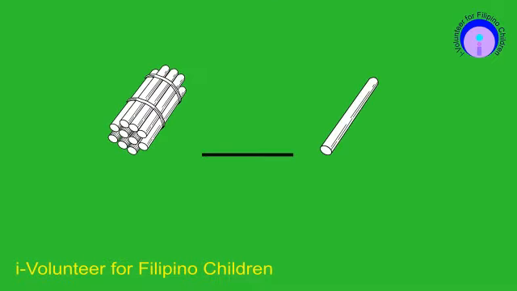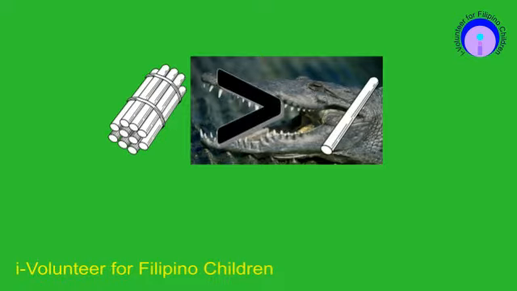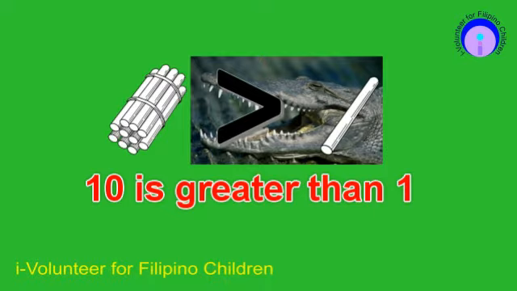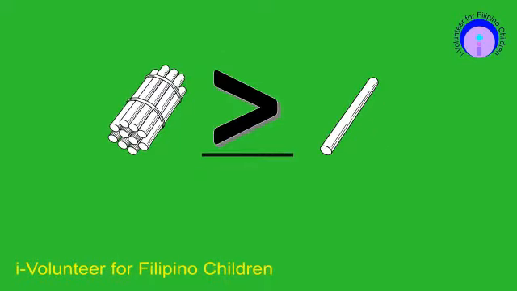There are 10 sticks on the left and there is only one stick on the right. So which one is more? Which one is less? Which symbol are we going to use? There you have it. This is read as 10 is greater than 1. Can you repeat it?